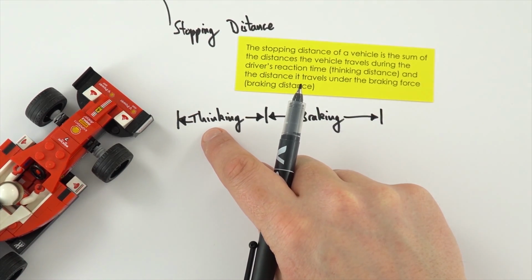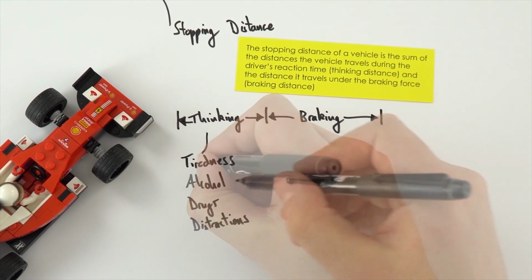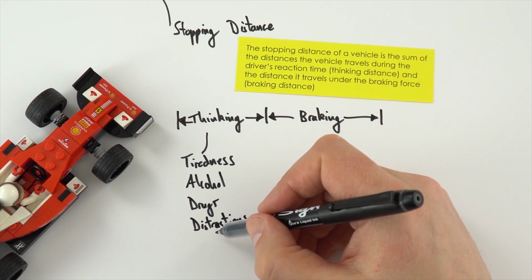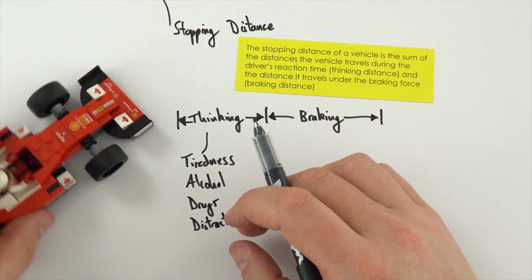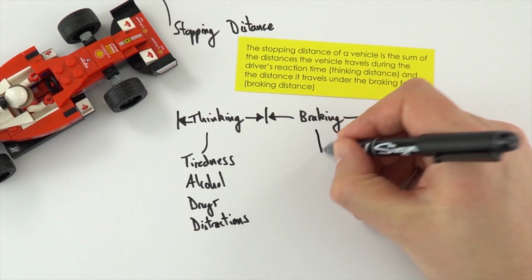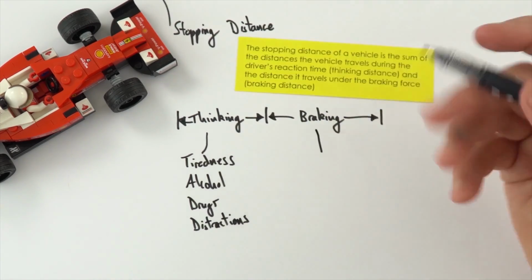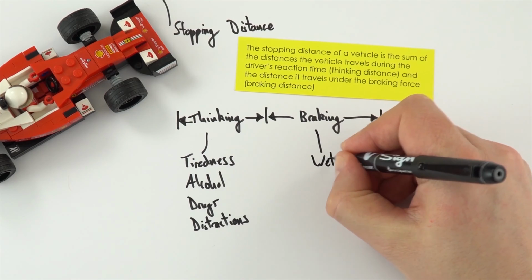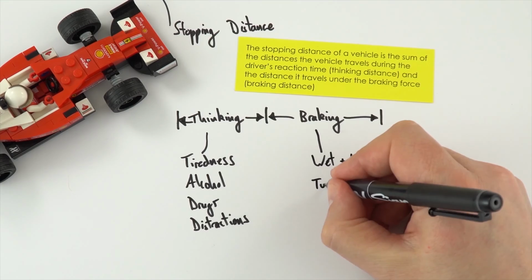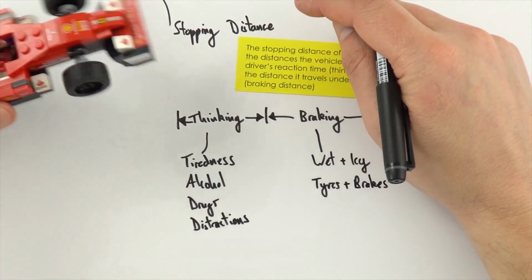Now the thinking distance is going to be affected by things to do with the driver. This might include things like tiredness, alcohol, drugs, both legal and illegal, and also distractions, including mobile phones. So that's what's going to affect how quickly the driver reacts. But once they put the brakes on, the factors that might change their braking distance include the condition of the roads, so it could be wet or icy, and the condition of the tyres and the brakes. And of course, these and the total stopping distance are also going to be affected by how quickly the car is going.